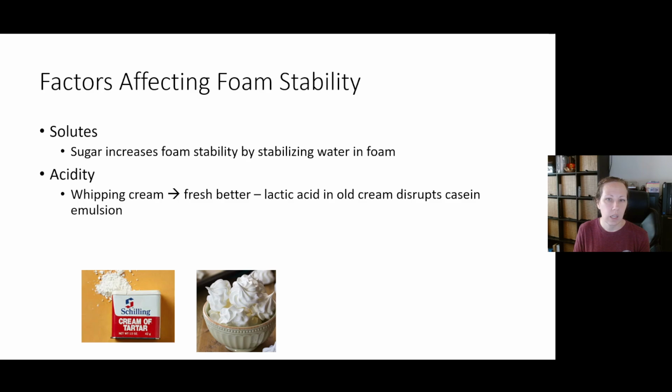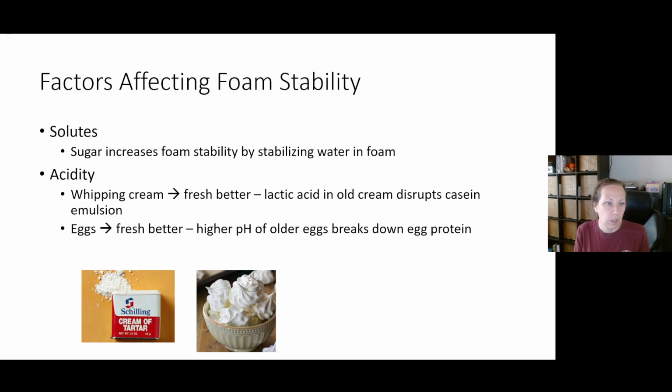you want the cream to be as fresh as possible, and that is because lactic acid bacteria will grow, consume that lactose, produce lactic acid, and so that lower pH can disrupt the casein that is part of the emulsion. So protein does play a factor in whipping cream, less of a factor than fat, but the casein is important, and you don't want a low pH that disrupts the protein.